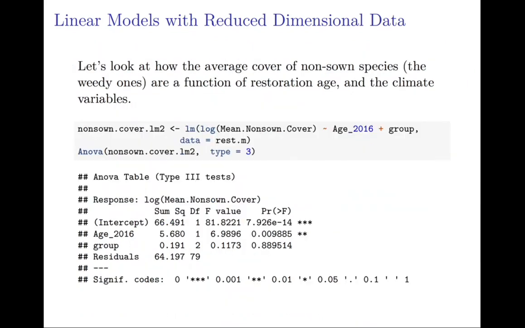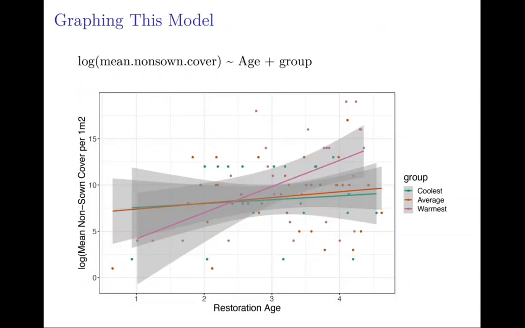And so when we look at our average cover of our non-zone species, again, as a function of restoration age and the climate variables, and the categorical ones this time, we see, again, looking at the log of the mean non-zone cover as a function of age plus the group, which is the PC1 category, we actually do not see a significant effect of that category still, but we do see an effect of age. So what does this look like?